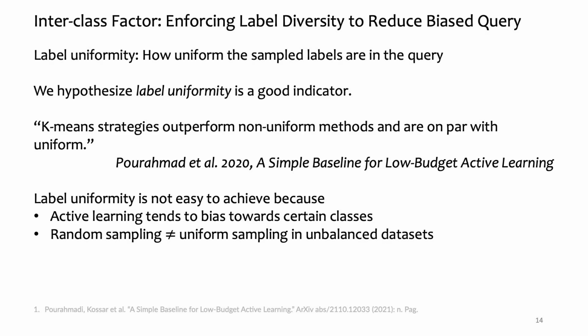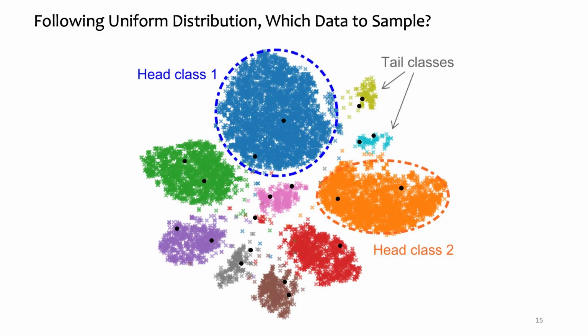But in the real world, label uniformity is not easy to achieve because if we use current active learning methods, we tend to introduce bias among categories. Also, if we simply use random sampling, we cannot achieve uniform sampling if the dataset itself is imbalanced. Some classes will be underrepresented.